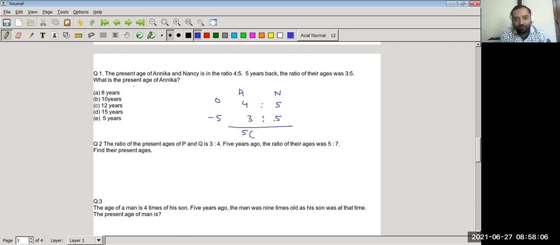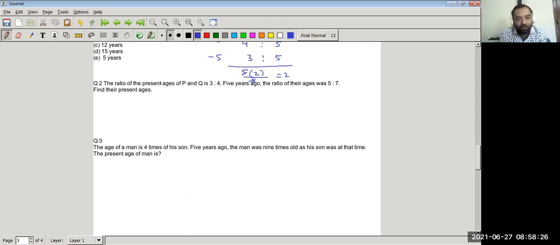This is 5. 5 minus 3 is 2. Divide by 5, 4 times 5 is 20 minus 5 times 3 is 15. That is 5. So this is equal to 2. So what is the present age of Anika? 4 times 2 is 8. So we multiply this by this. So this is the answer.